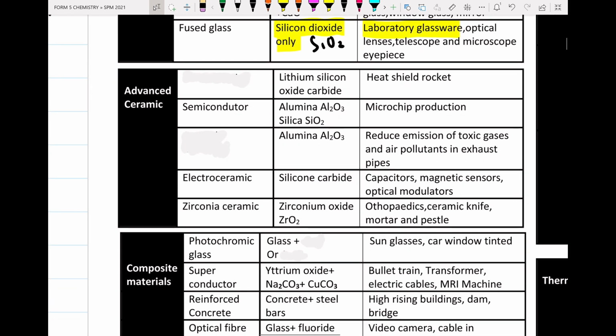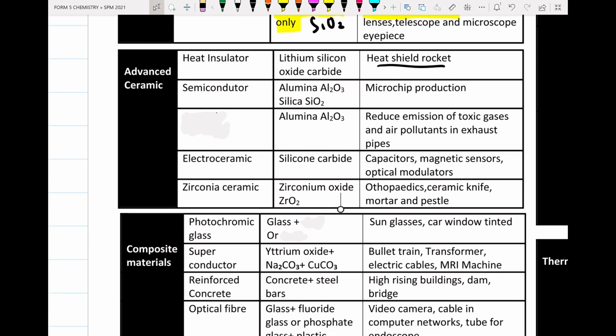All right, next one, advanced ceramic. Advanced ceramic is used to make the heat shield for rockets, so that will be a heat insulator. Another ceramic, used to reduce the emission of toxic air pollutants in the exhaust pipe, will be the catalytic converter, that will be alumina.